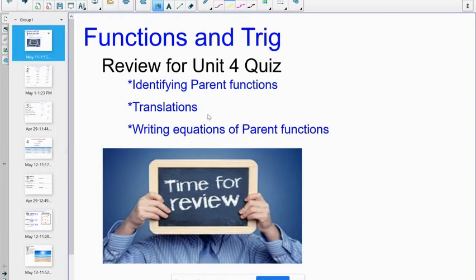So for your key points for your quiz that you'll be seeing, you're going to have to identify the different parent functions. Remember, there's 6 of them. And you're going to be working with translations, like different shifts, whether it's vertical, horizontal, or a combination of both. And you'll be writing equations of parent functions. You'll be given either a picture or a description, and it's nothing new that you haven't seen in your homework or the last couple videos. So if you've been keeping up with the videos and doing all your homework assignments, you will be in tip-top shape.